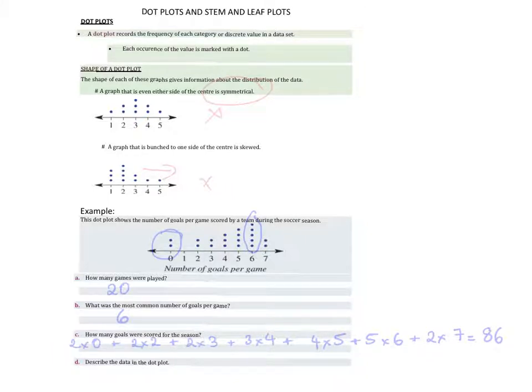The last question here asks you to describe the dot plot. So looking at that dot plot, it's definitely not symmetrical. What do you think? Well, we can sort of see here a tail going in the negative direction. So I would say that it is negatively skewed.